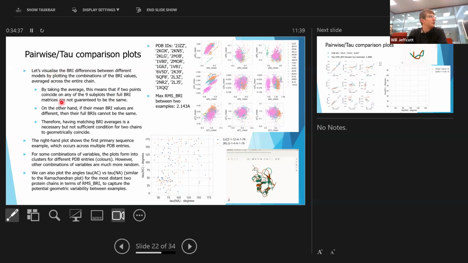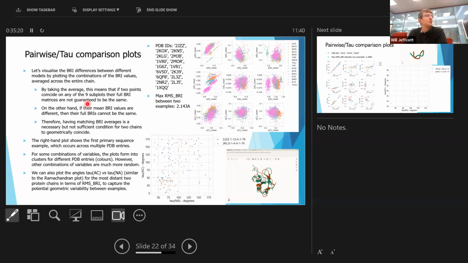We've got a number of plots here. We're going to visualize the BRI differences between different models by plotting combinations of the BRI values. In the case of this pairs plot here, because the BRI is this large matrix of potentially m times 9 values, to distill it into just 9 plots, we take the average of each of the various invariants. So you can see plotted on the axes here the means of yn, the means of xn of those invariants.